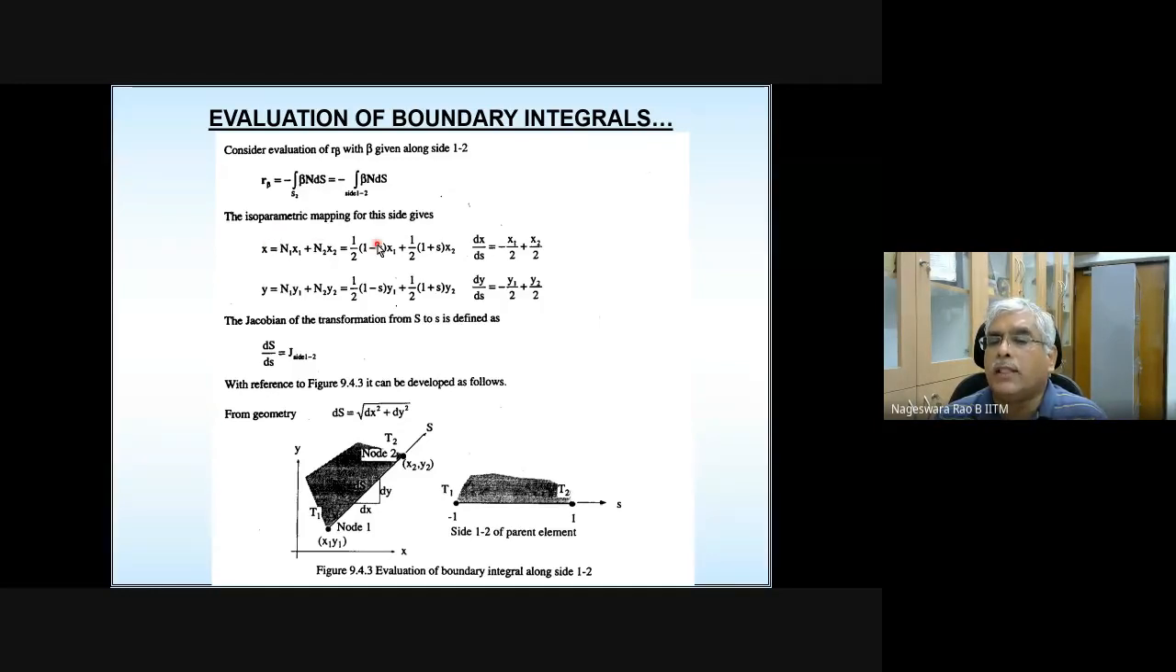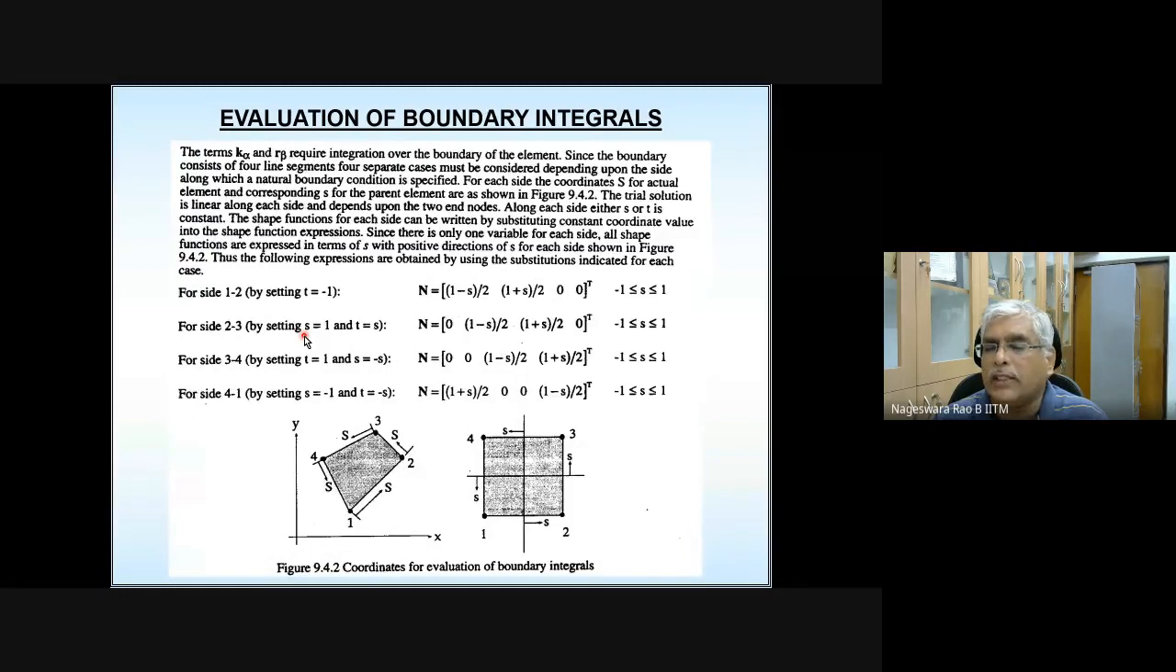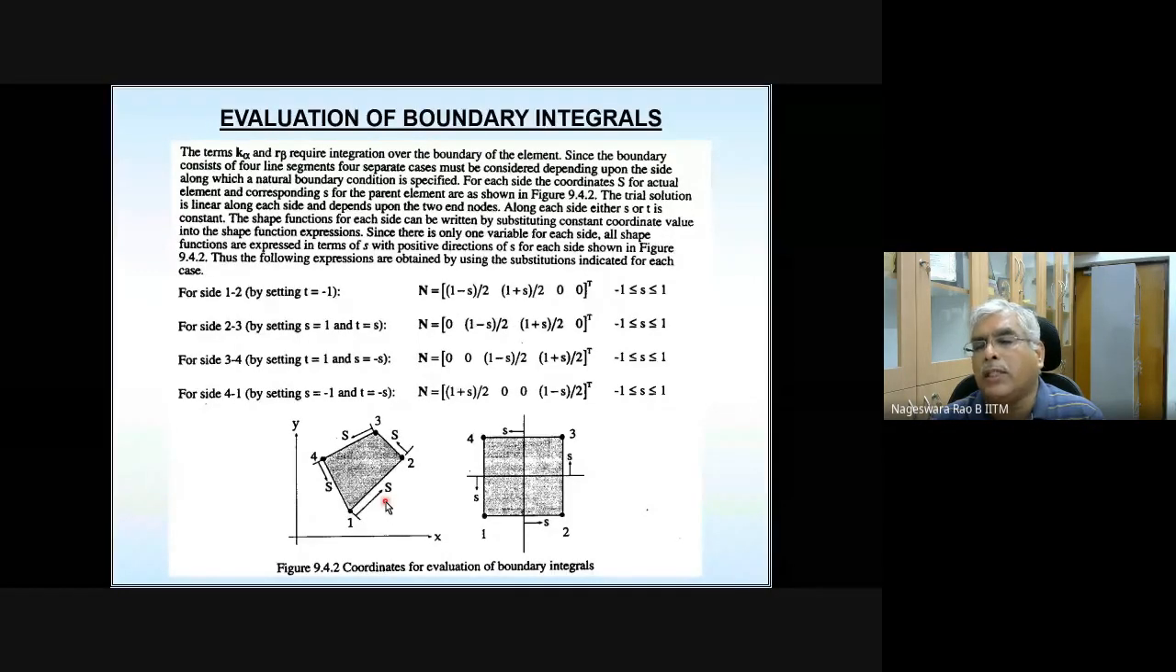And once you have this isoparametric mapping, the derivative of x with respect to s, and the derivative of y with respect to s, that is what is given here. And the Jacobian here for this line segment. What is the Jacobian here? The Jacobian always gives you a relation between the differential element on the parent element and the differential element on the actual element. Here, what we are doing is integration along this edge.